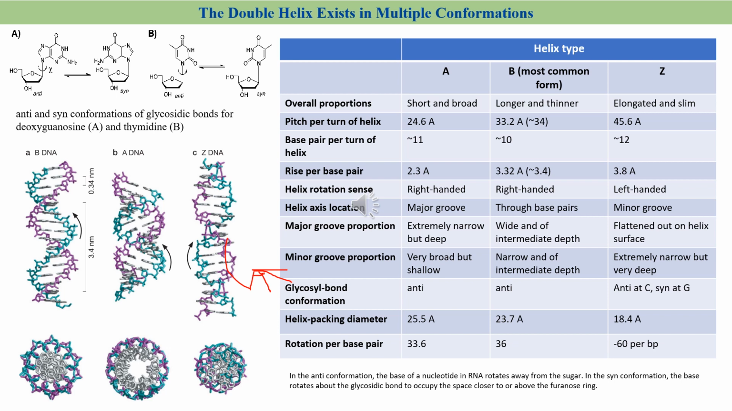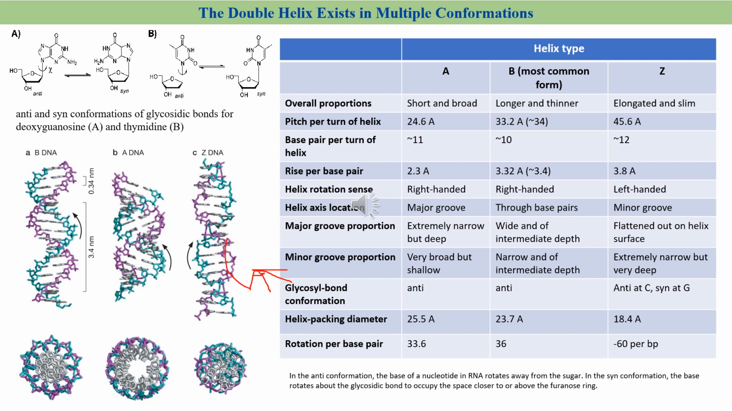Glycosyl bond conformation means it is either anti or syn. For A and B DNA, it is in anti fashion. Anti fashion means the bases will project away from the ribose sugar. But in case of Z DNA, for cytosine it is anti configuration, but in the case of guanosine, it becomes syn conformation.